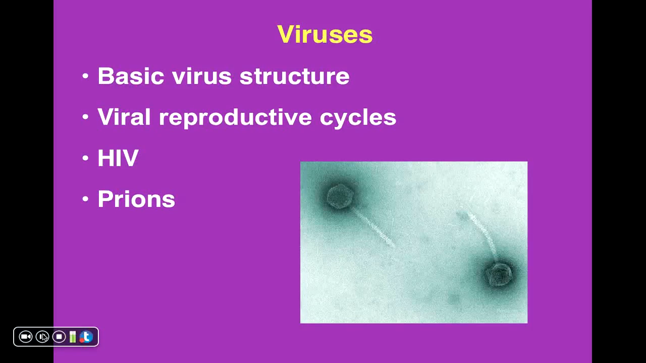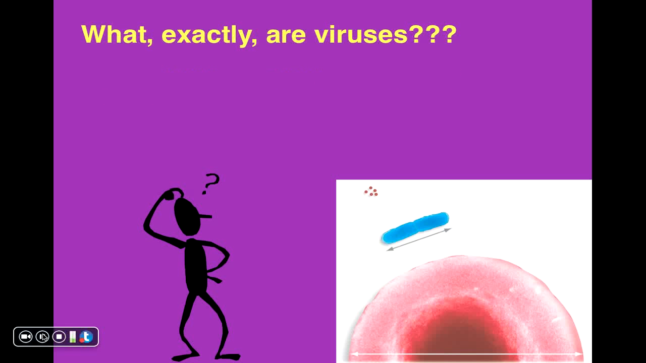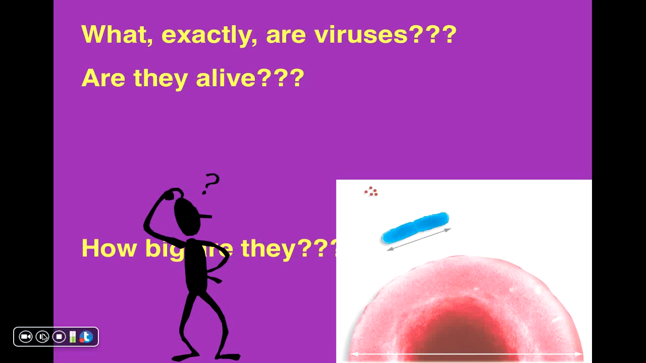We will spend the next few minutes discussing some basic features of viruses, which of course are important for a variety of reasons. We'll focus on basic virus structure. We'll discuss some reproductive cycles of viruses. And in particular, we'll spend some time talking about the reproductive cycle of HIV. And finally, we'll wrap up this discussion with prions, which are an even simpler form of infectious material than our viruses. So let's begin addressing some very basic questions.